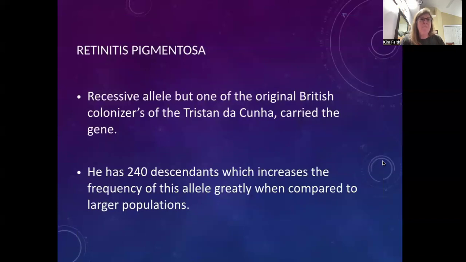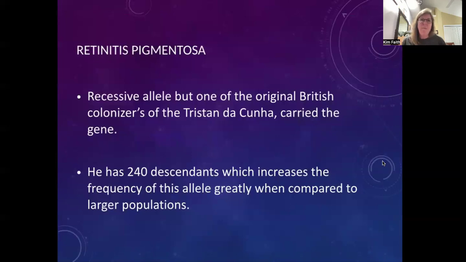Another one is retinitis pigmentosa. This is the same thing. We had a British colonizer. He carried a gene for this particular disorder. And so when he went to this island and had many relations and many children, there are 240 descendants on this island. And so they carry this gene for this particular type of degenerative eye disease where they start to lose their vision.